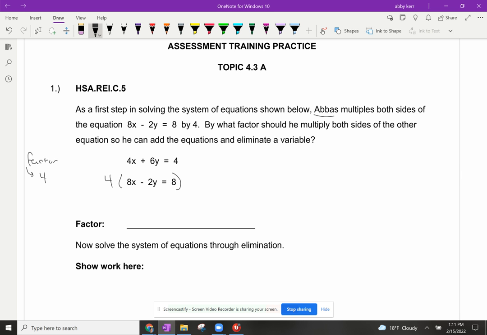Now it says by what factor should he multiply both sides of the other equation by? So if you notice, this is 4, so that's why he multiplied this by 4. Now we have to figure out what to multiply the first equation by, and that's the negative 8. The reason why you have to create opposites. When you multiply negative 8 by 4, you're going to get negative 32x. And what he did, he created a positive 32x.